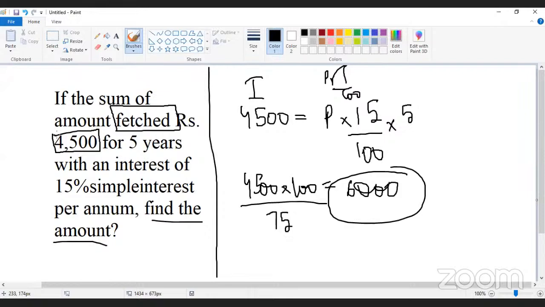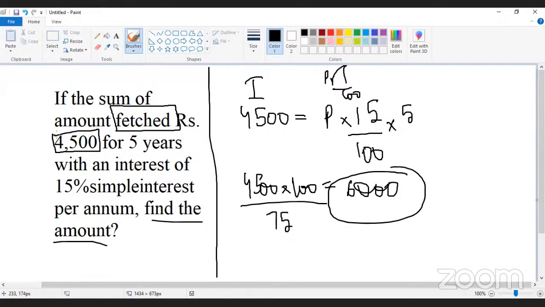So the 4,500 is just the interest for 5 years. You can call it as incurred. It has been incurred for 5 years, so it hasn't been added yet to the principal amount. Exactly, so we want to find the principal amount. The question says find the amount, that means find the principal amount. The interest has been already fetched as 4,500 for 5 years at 15% rate of interest, so I'm finding the amount.